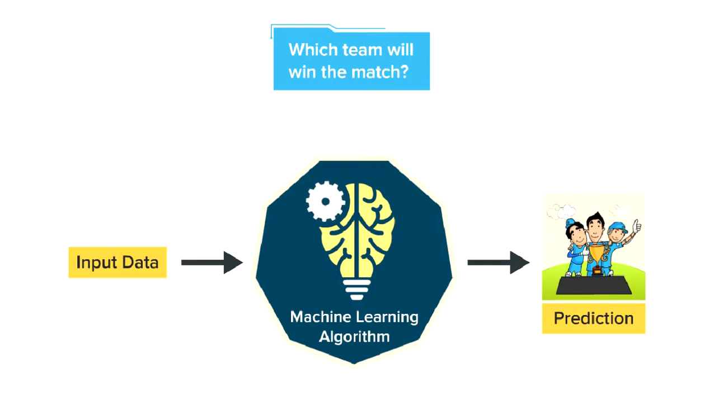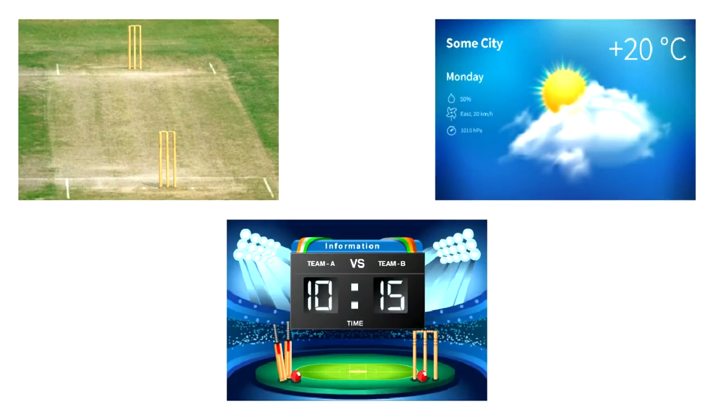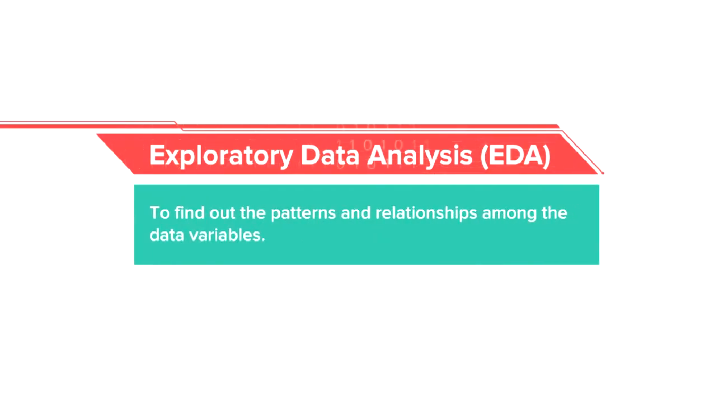In the previous example, we may also consider certain factors like the pitch conditions, the weather, the time for the match, etc. This will help us predict the result for the match. It is all about identifying a trend or a relationship with either of the conditions which affect our prediction. This type of data analysis is known as exploratory data analysis. The objective of EDA is to find out the patterns and relationships among the data variables.